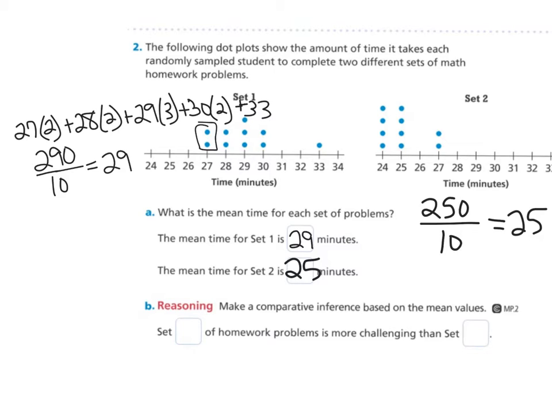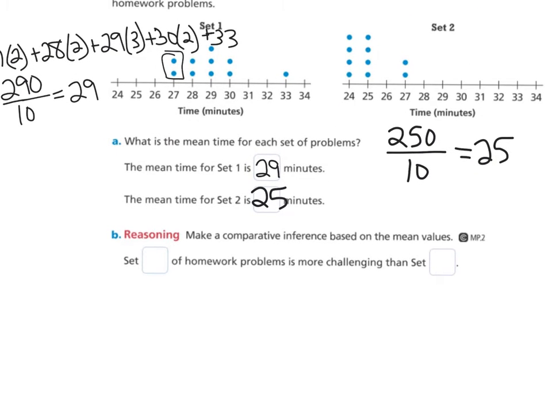So if we look at part B, make a comparative inference based on the mean values. Set blank of homework problems is more challenging than set blank. Based off the times that it took the students to complete the problems, we might say set 1 of homework problems is more challenging than set 2 because it took the students longer, on average 4 minutes longer on set 1 than set 2.